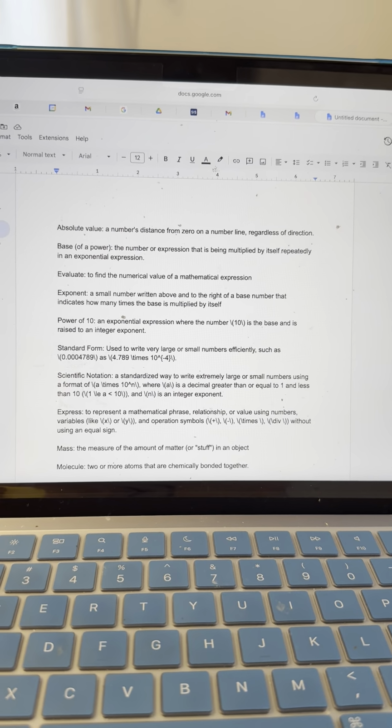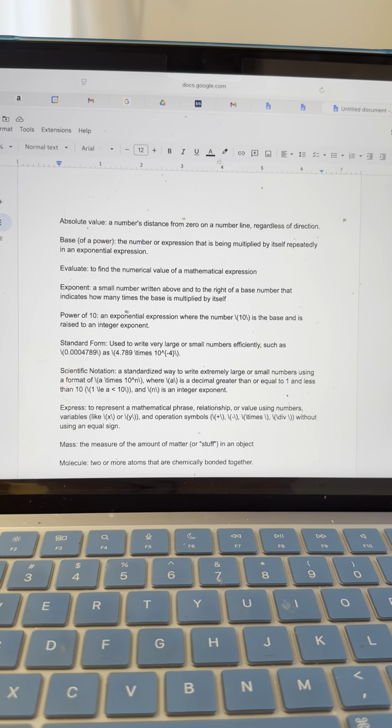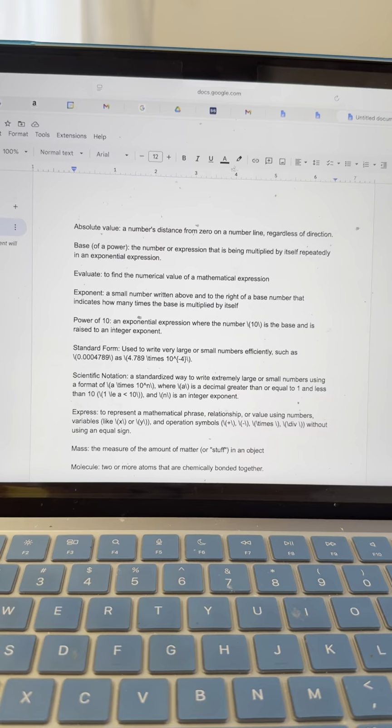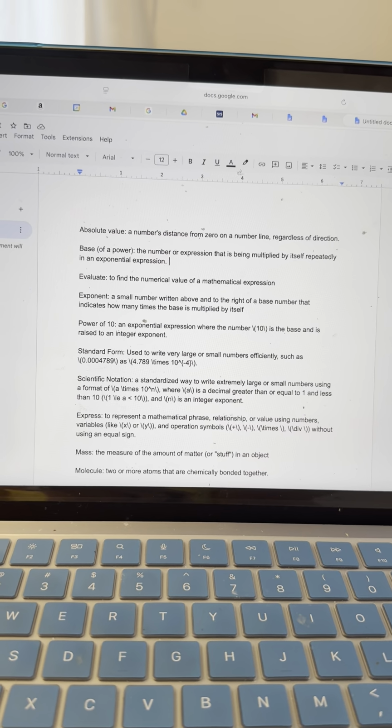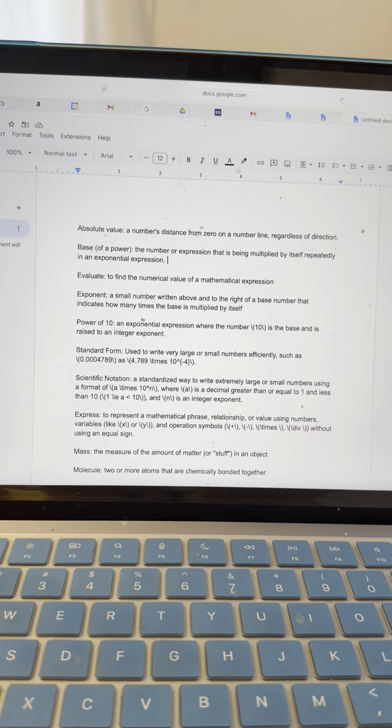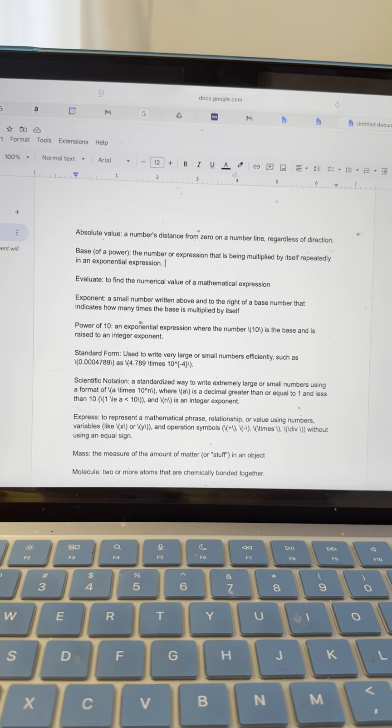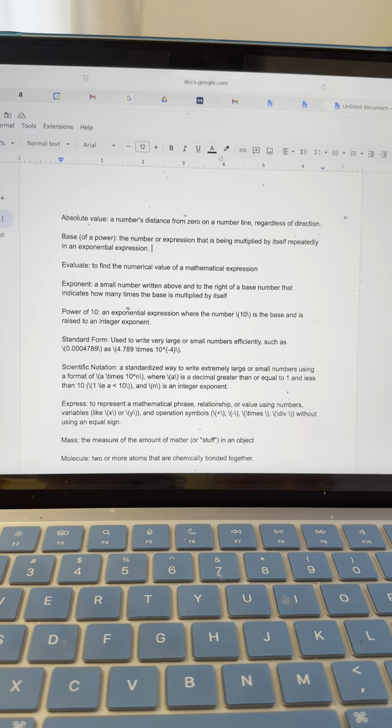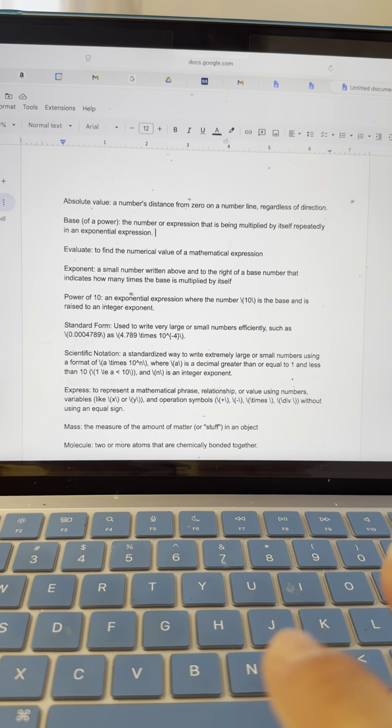Evaluate, define the numerical value of a mathematical expression. So if you have 2 to the 3rd times 4 squared plus 7 squared, whatever your expression is, it's finding the actual answer to that.